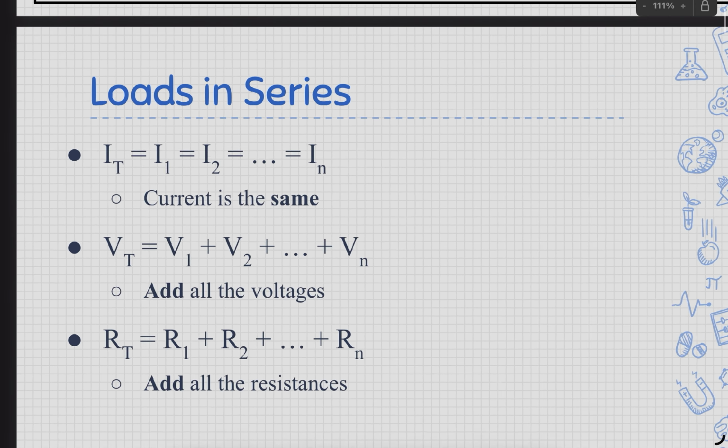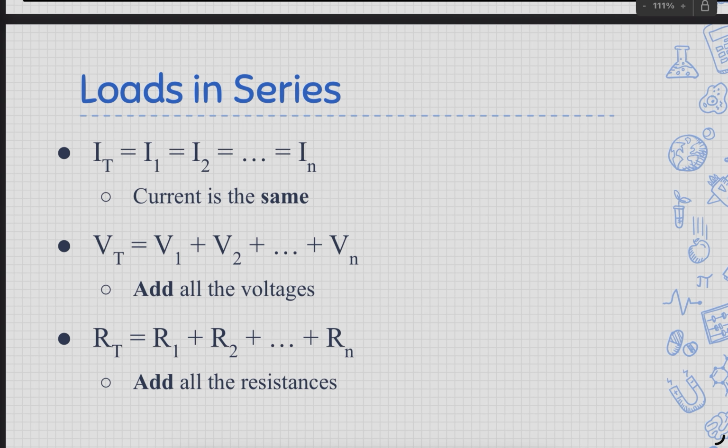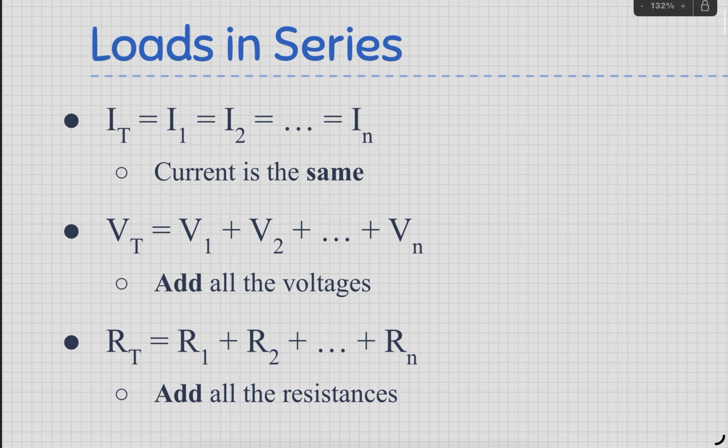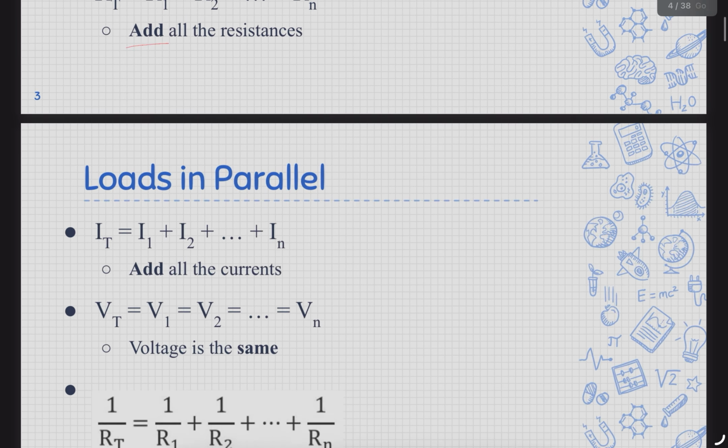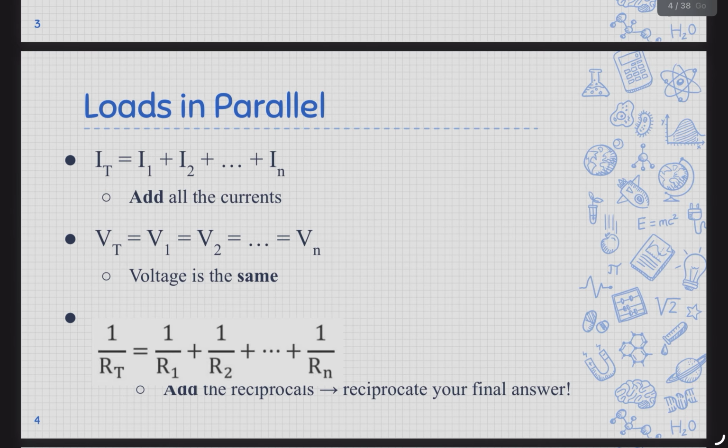So let's try these. Now, this is also something that you may have been familiar with. This is basically how all of these quantities function in series. So the current is always the same when it's in series. In voltage, you add all of them, and resistance, you add all of them. So in series, it's pretty straightforward with these. Same, add.